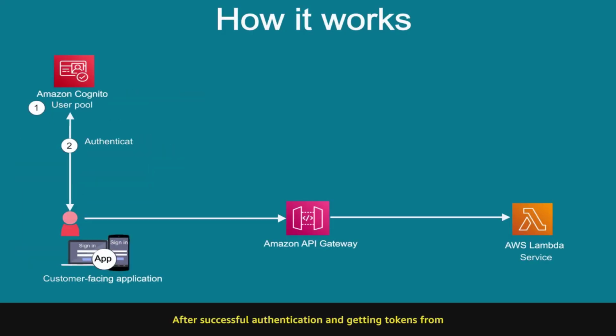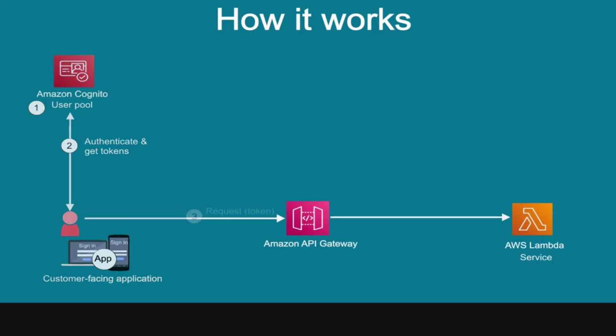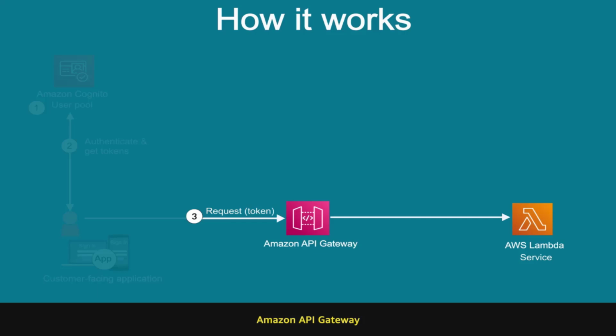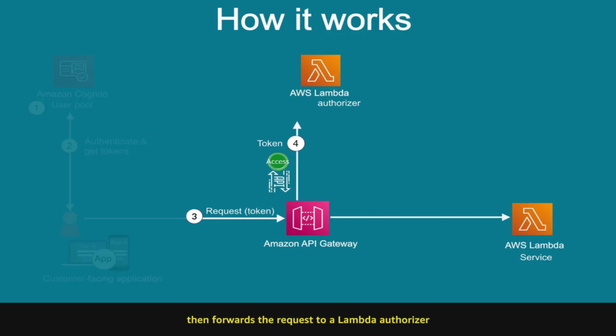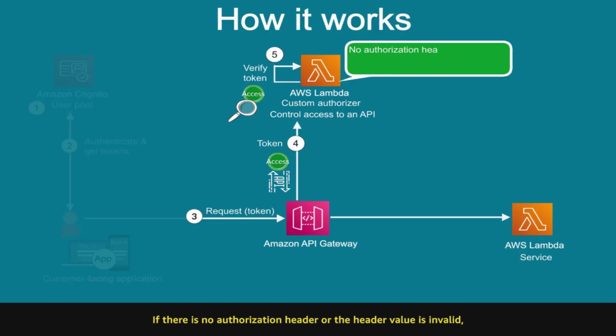After successful authentication and getting tokens from Amazon Cognito, using the access token, a user makes an API request to the Amazon API Gateway. The token is included in the header of the request. Amazon API Gateway then forwards the request to a Lambda authorizer, also known as a custom authorizer. A Lambda authorizer is an API Gateway feature that uses a Lambda function to control access to an API. The Lambda authorizer verifies the token. If there is no authorization header, or the header value is invalid, the request is denied.